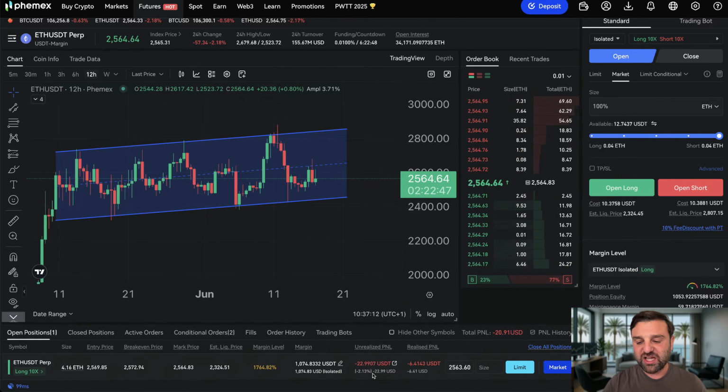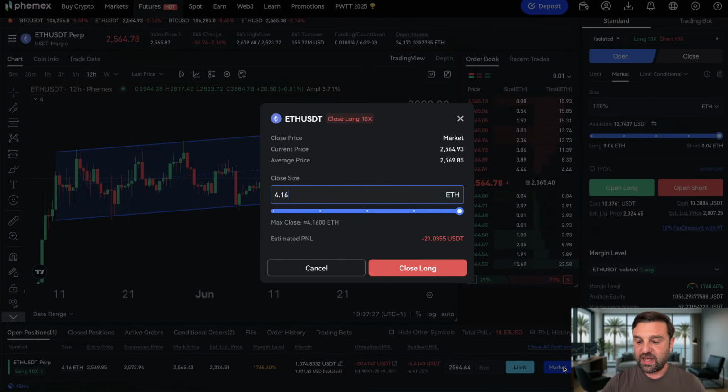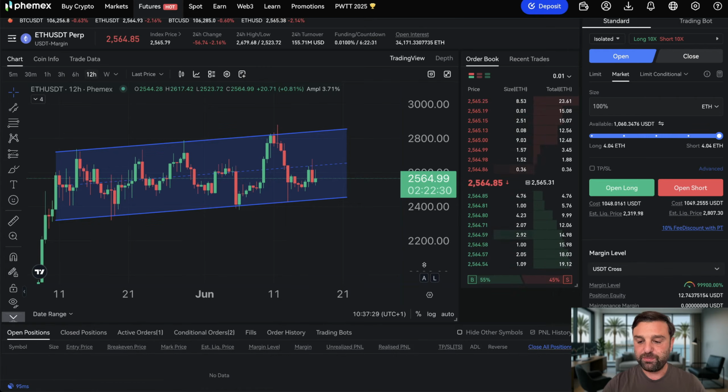But that's fine. We'll take a small loss for now. I'm going to close it with market. You could close it with a limit order, so you can set the price you want to close it at. But currently it's an $18 loss. We're going to close it, market, and we're going to close the entire position. So that's how you close it manually should you not want to wait for the stop loss or take profit.